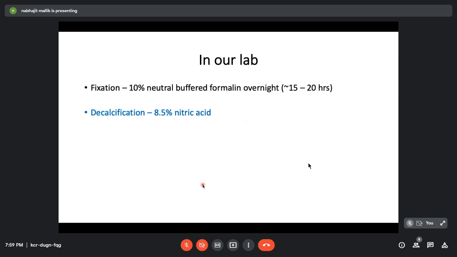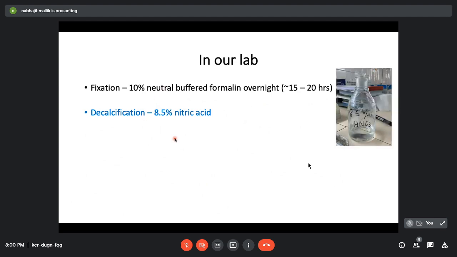What do we do in our lab? We fix with 10% neutral buffered formalin, which is overnight fixation, that is 15 to 20 hours duration. The decalcification that we use is 8.5% nitric acid, a strong acid. An advantage of this is that there is very quick decalcification, and we use it only for 5 hours and 15 minutes.